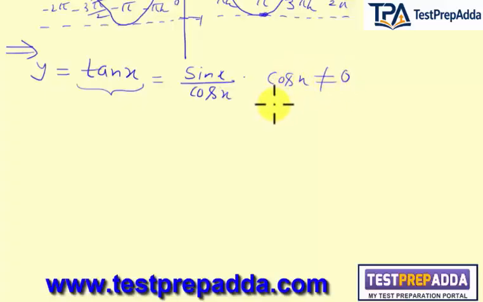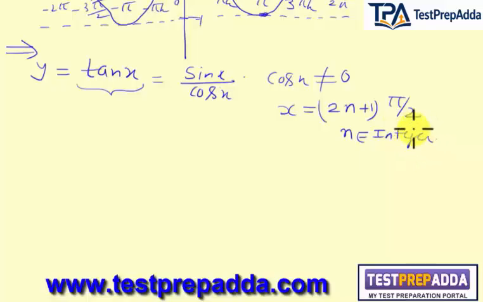Okay, and cos x will be 0 for what values of x? For what values of x will cos x be 0? (2n plus 1) pi by 2, where n is what? Integer. Got the idea? So x should not be equal to this.